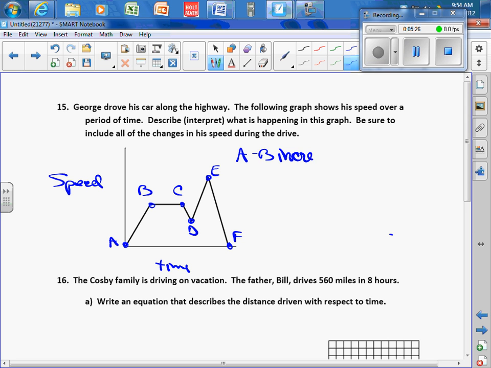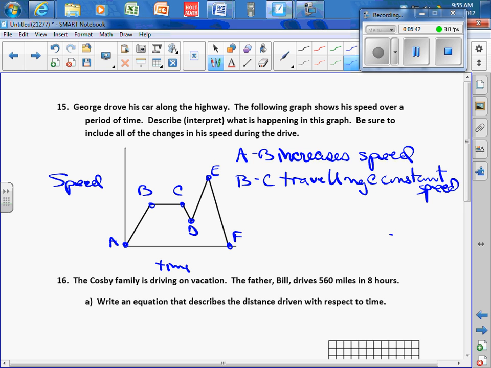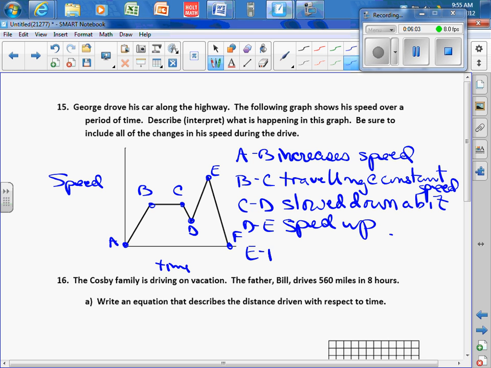increases speed. From B to C, he's not stopped here. He's traveling at the same speed. From C to D, what he's doing is he slowed down a bit. Some heavy traffic. From D to E, got out of that heavy traffic and sped up. And then E to F, pulled over by a cop.